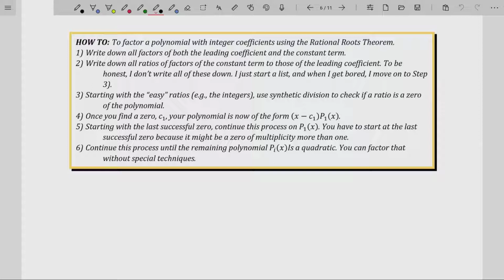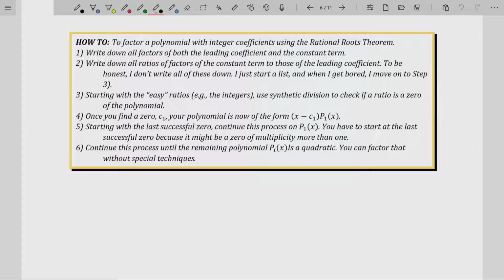The first two videos covered the motivation of the rational roots theorem and then the actual theorem itself in a proof. And now we get down to actually using it. It can be a very powerful theorem if it can be used conveniently.